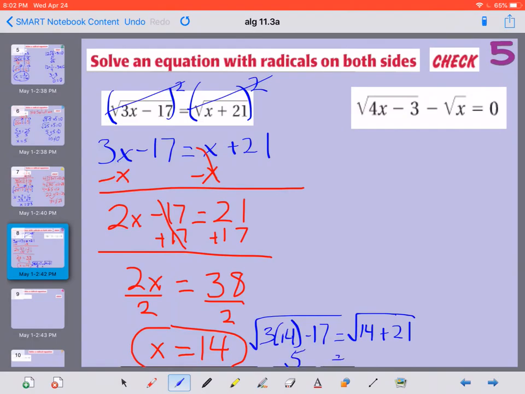Then I'm going to do the square root of 14 plus 21. That's going to give me 5.9. So this one doesn't work either. So that's why we have to always check these. They might work and they might not.